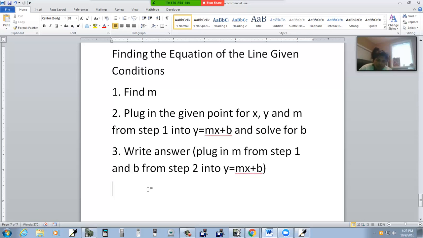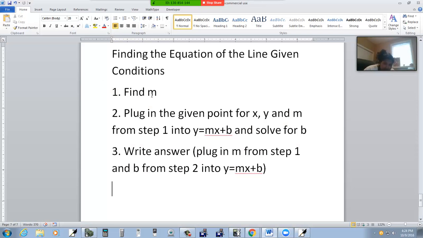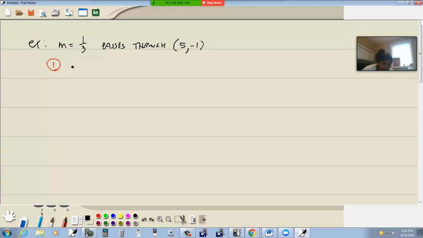Step 1, find m. Well, m's given here, so that's easy. In the next example, I'll show you finding m given that formula we looked at earlier.